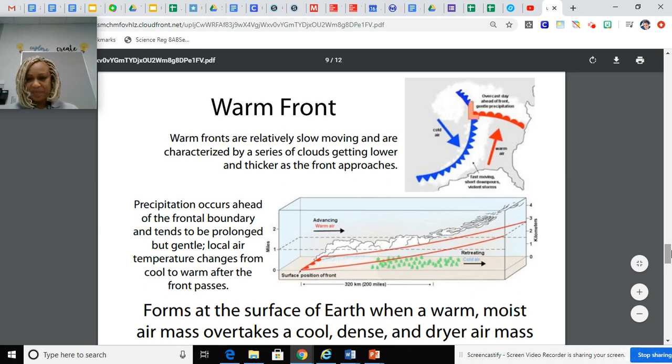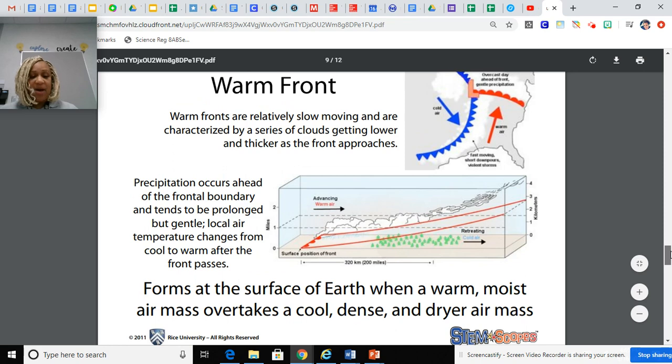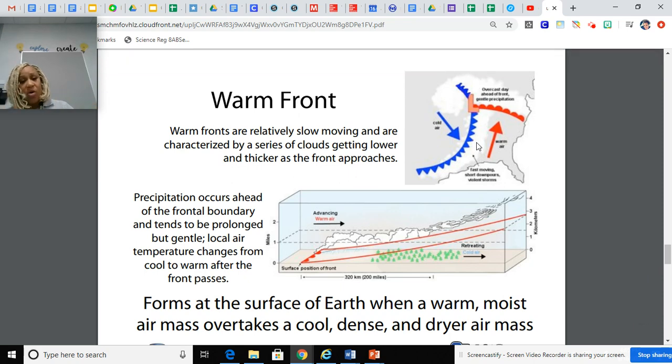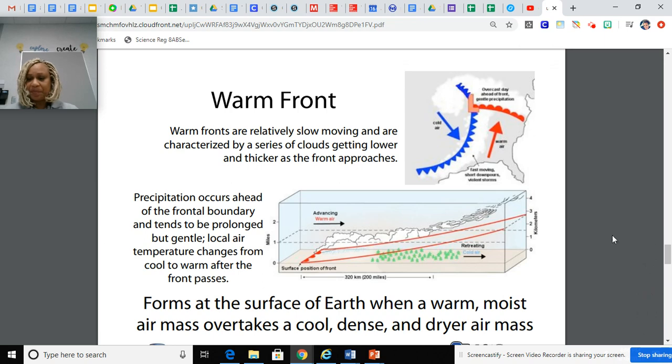A warm front forms at the surface of Earth when a warm, moist air mass overtakes a cool, dense, and drier air mass. So remember, warm air rises, cooler air falls. Look at this picture here. The warm air is going to rise and that cool air is going to fall, bringing on a cold front, or right here, we're talking about the warm front, okay?